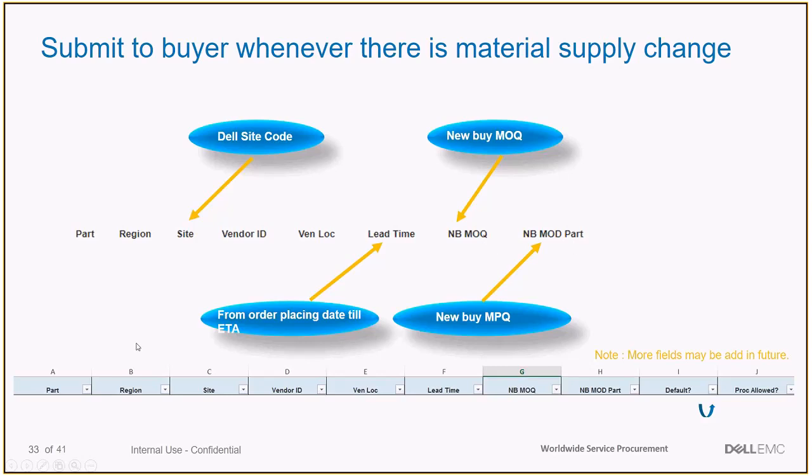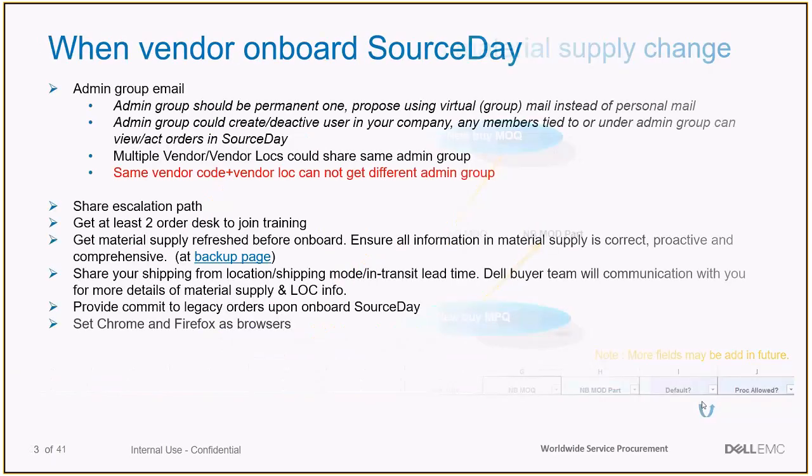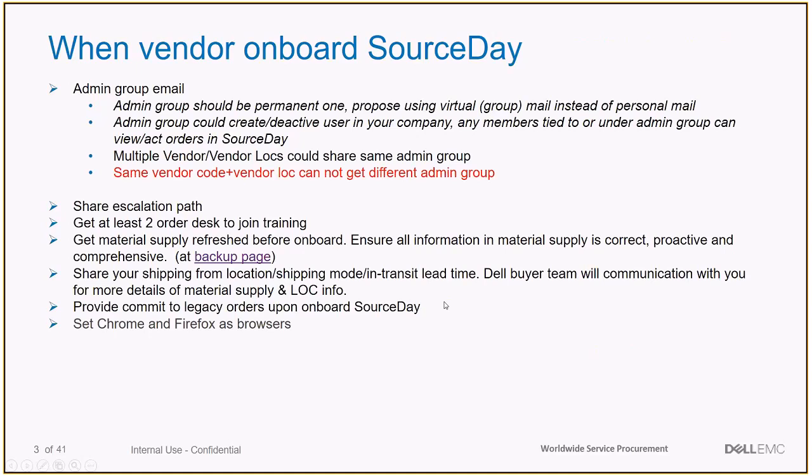So I will explain the material supply again later, but just to give you a glance at what material supply looks like. Before onboarding, the buyer will reach out to you to collect the information. Then they will upload, review with GCM, and then upload into our system. Then the planner will know what part numbers you can supply, right?